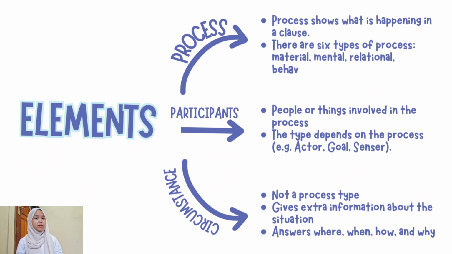In systemic functional linguistics, there are six types of process, which are material, mental, relational, behavioral, verbal, and existential. Participants are the people or things involved in the process, and their roles depend on the type of process used. Circumstances are additional elements that give extra information about the situation. Circumstance explains where, when, how, why, or in what way the process happened. It is important to remember that circumstance is not a process type.